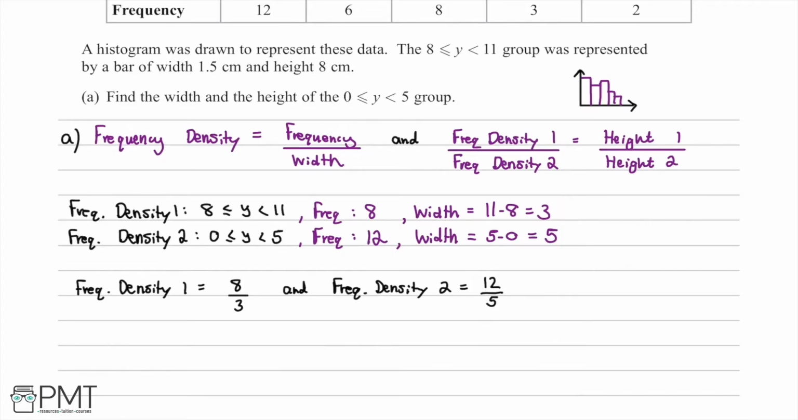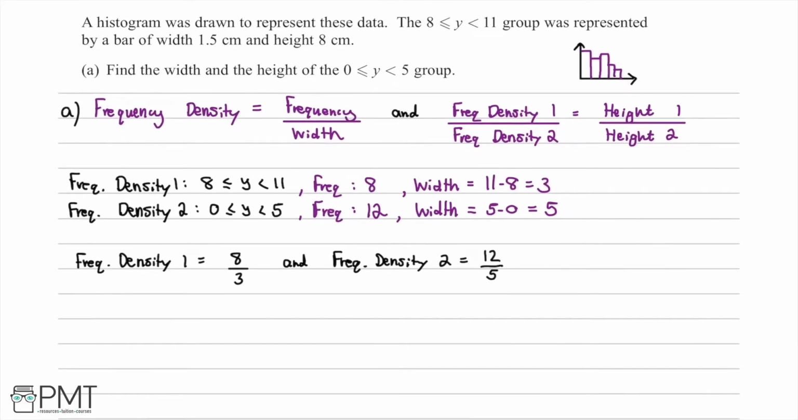The next stage is using this equation here, where we use both the frequency densities and both the heights. So we'll have our equation as follows. We will have the frequency density 1, which is 8 over 3, and we divide that by frequency density 2, which is 12 over 5. We recall in the question that we are told the height of the 8 to 11 group, and we want to work out the height of the 0 to 5 group. So the first height is going to be 8 centimeters. We divide that by height 2, which we want to find out.